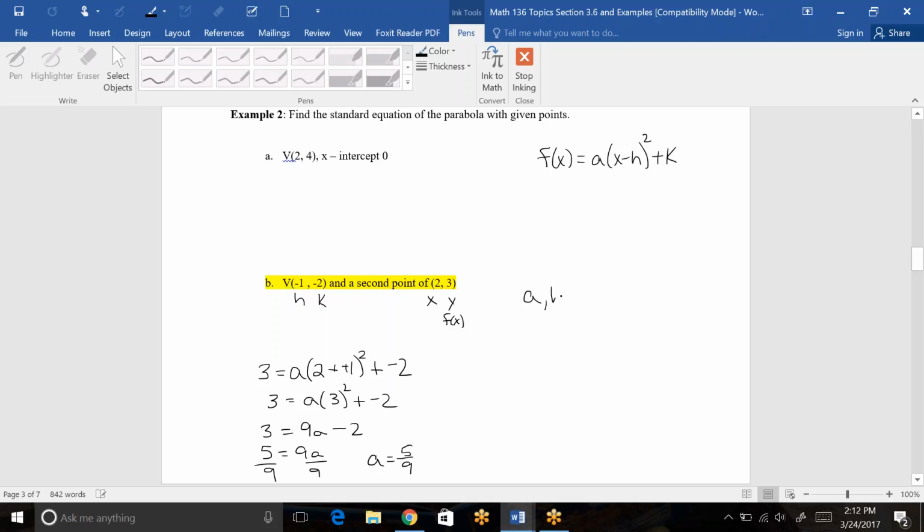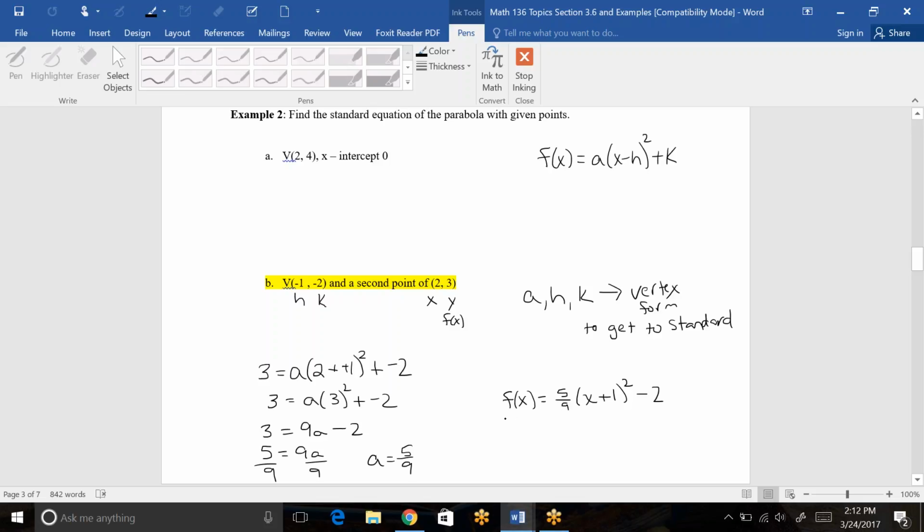Once you have a, h, and k, then we can plug back into our vertex form, which is above us right here, to get to standard, which is what our directions asked for. So let's take what we know. Okay, so h is negative 1, k is negative 2, and a is 5/9. So now we write f of x equals 5/9 times x minus negative 1, which would be plus 1, squared, minus 2.